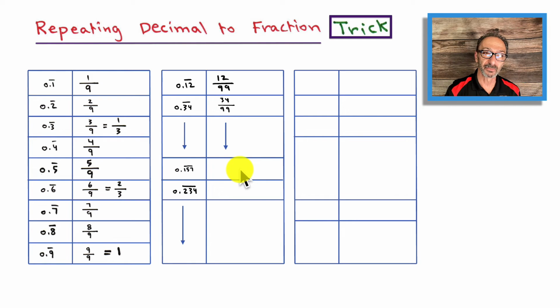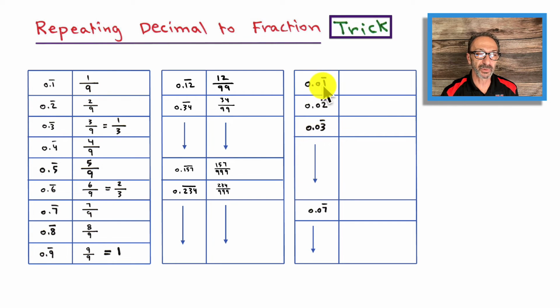It's going to be 157/999. Same thing for 0.234 repeating, 234/999, and the story continues. Let's move on to another pattern.